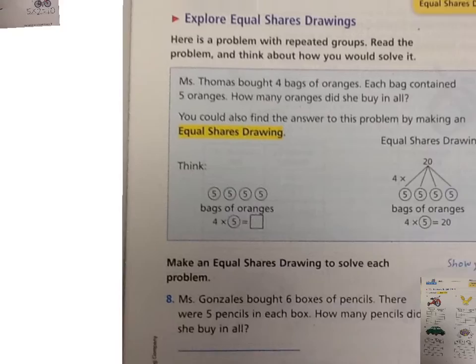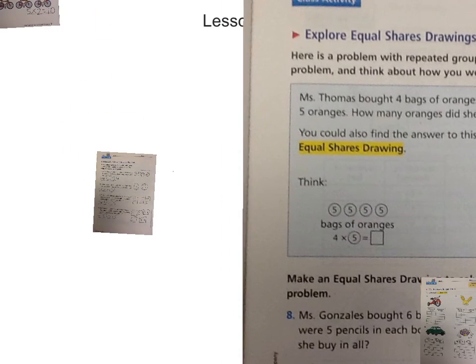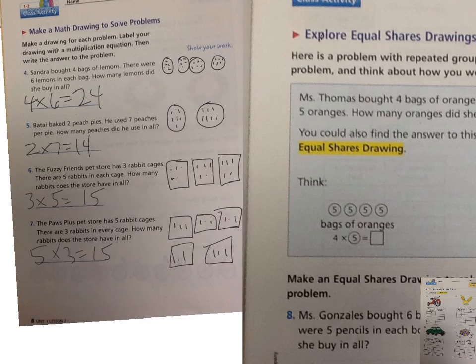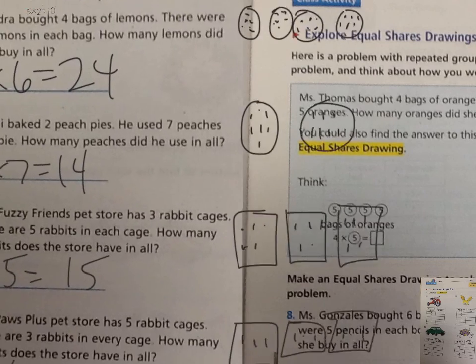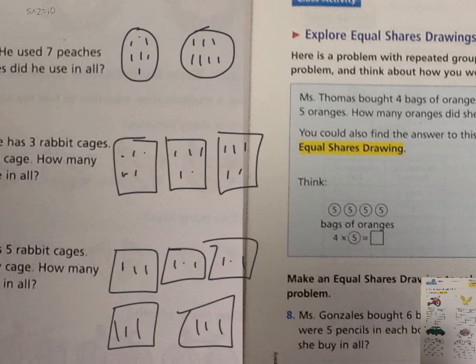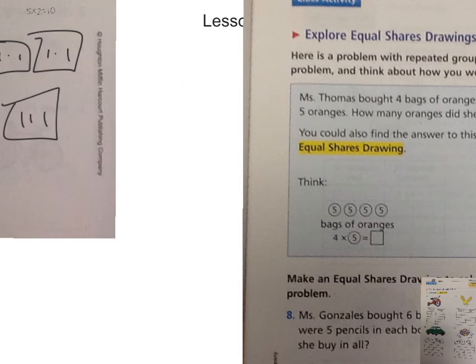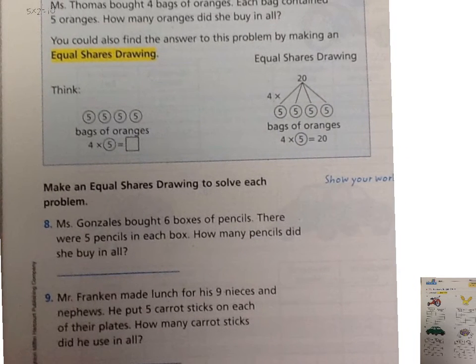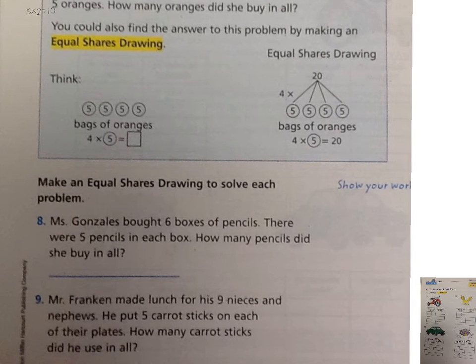On the last page, I guess I kind of did something different. I put tally marks or dashes in each one. I guess if you wanted to, for example, on 2 pies with 7, you could do 1, 2, and write 7 in each. It looks like they're kind of doing that with this page here. 4 bags with 5 in each. So, equal shares drawing would be something similar to this.